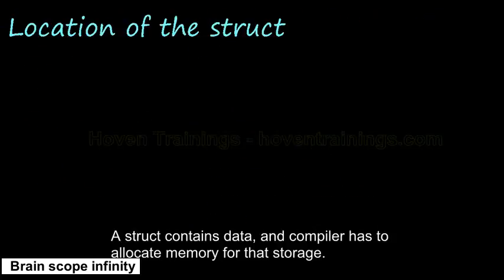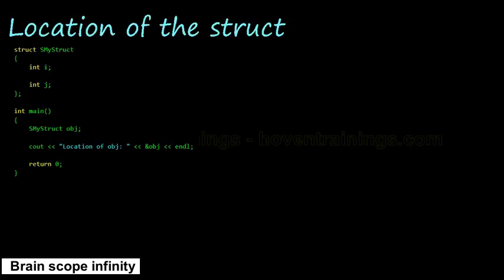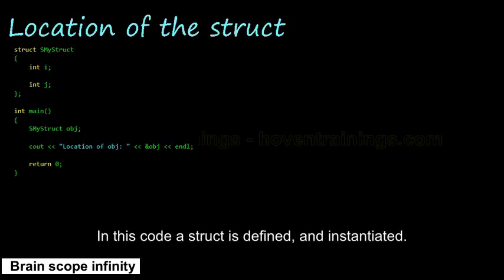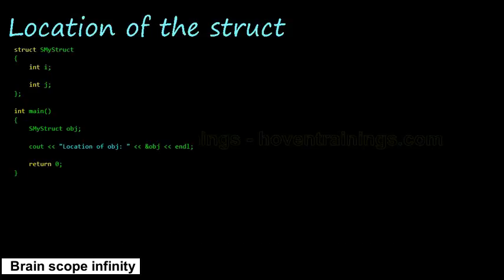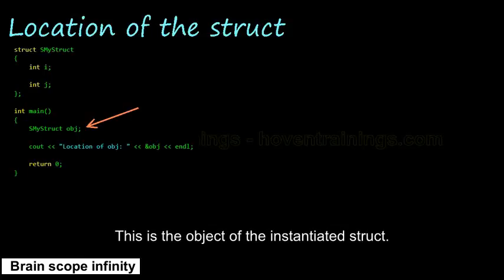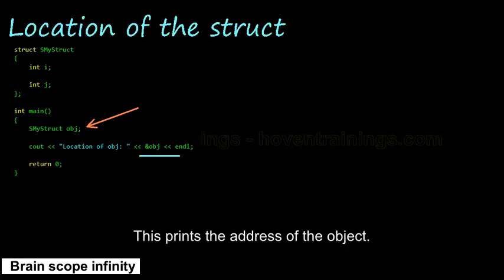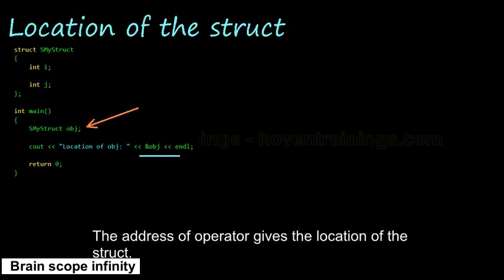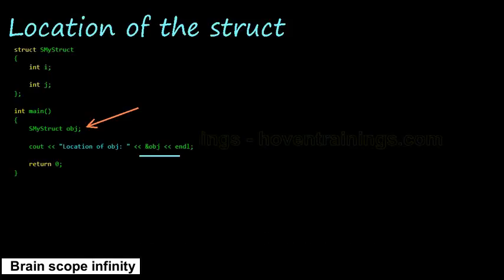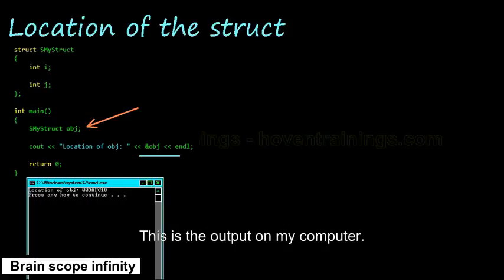A struct contains data, and the compiler has to allocate memory for that storage. In this code, a struct is defined and instantiated. This is the object of the instantiated struct. This prints the address of the object. The address-of operator gives the location of the struct. This is the output on my computer.